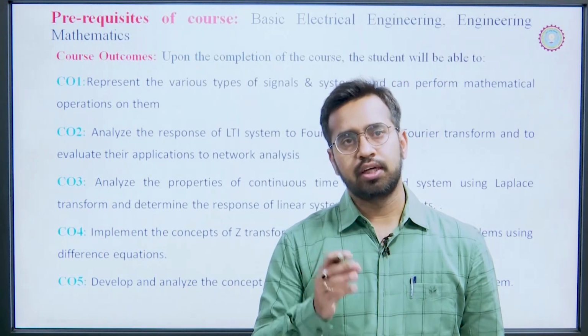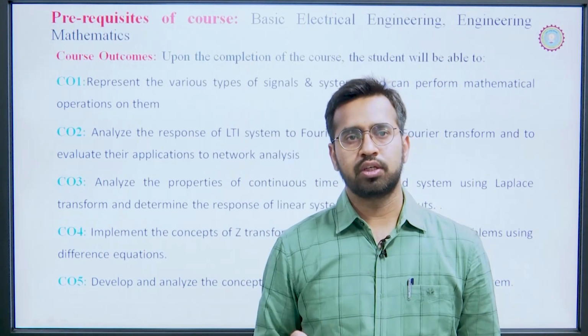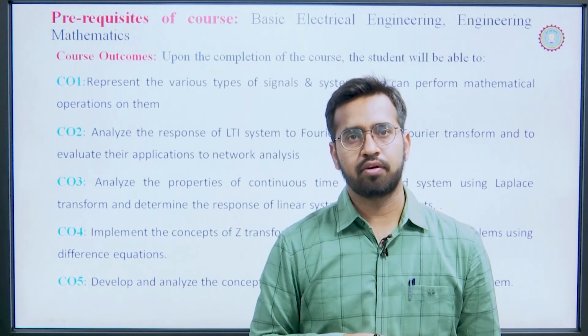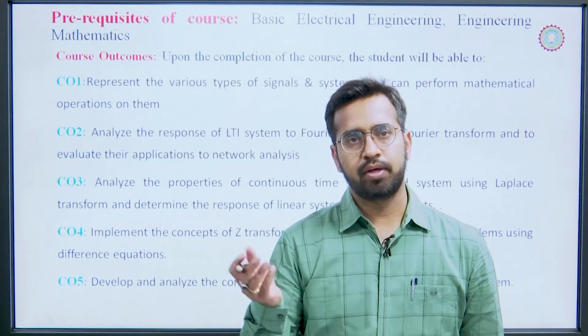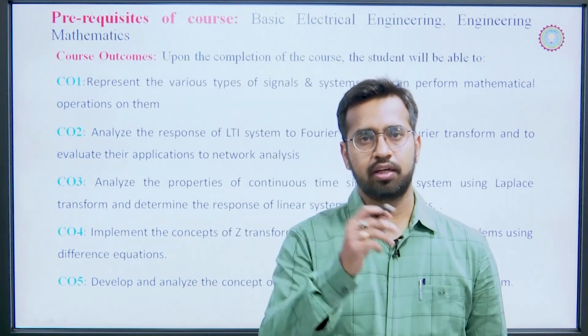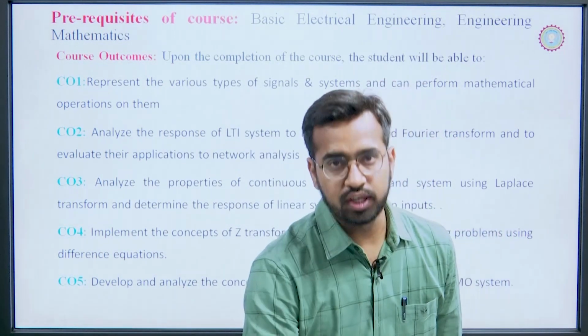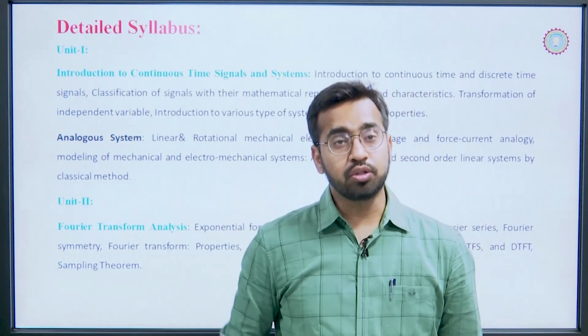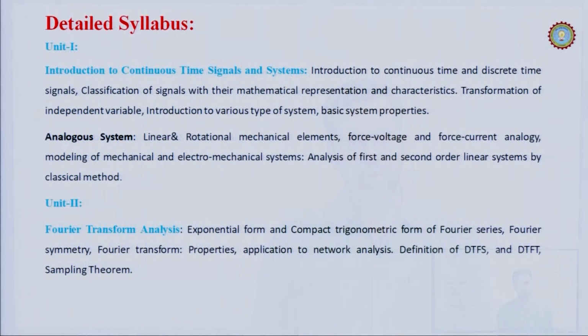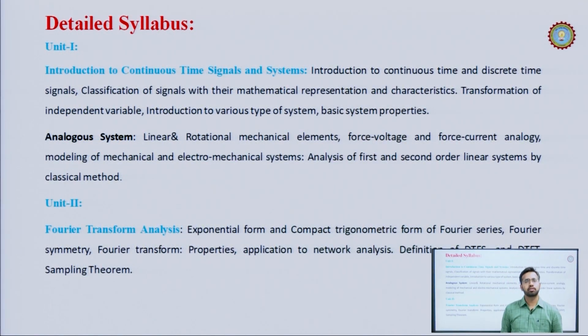Okay. Basically, we have divided this course into 5 outcomes. These are the various 5 outcomes, and once we discuss the detailed syllabus, we can easily recognize these course outcomes. So, let us go to the detailed syllabus. The syllabus is divided into 5 units. The first unit is introduction to continuous time signals and systems.